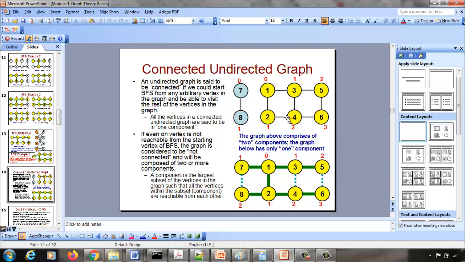Now in the graph below, all the 8 vertices are considered as one component because they are reachable to each other. So that's the largest set of vertices that are reachable to each other.